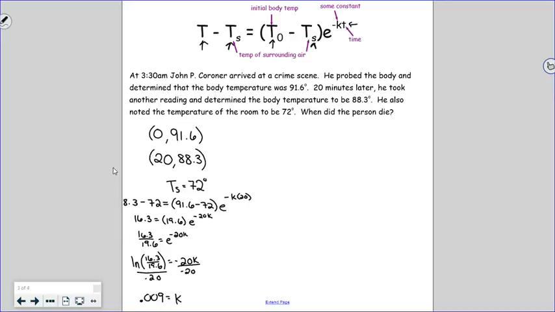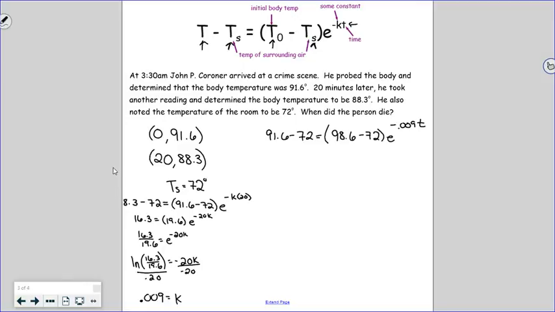I want to know how long it takes me to get to a temperature of 91.6 in a room that's 72 degrees. If the body starts at 98.6, that would be our temperature at time sub 0. And our cooling constant is negative 0.009. And this time we're solving for time. We want to know how much time it takes to get this to be 91.6. So same thing we just did over here.